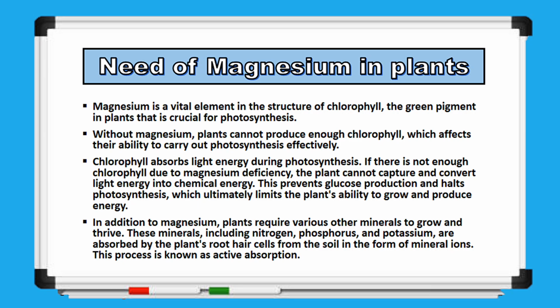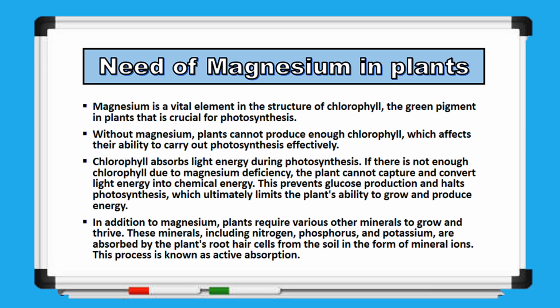Magnesium plays a key role in the structure of chlorophyll, the green pigment inside leaves that's absolutely essential for photosynthesis. Without enough magnesium, a plant simply can't produce enough chlorophyll. And if a plant lacks chlorophyll, it struggles to carry out photosynthesis properly. Remember, chlorophyll is the part that captures sunlight during photosynthesis. So if there's not enough of it, the plant can't take in and convert light energy into chemical energy efficiently. That means the plant ends up producing less food, which limits its growth and even its ability to form flowers and fruits.